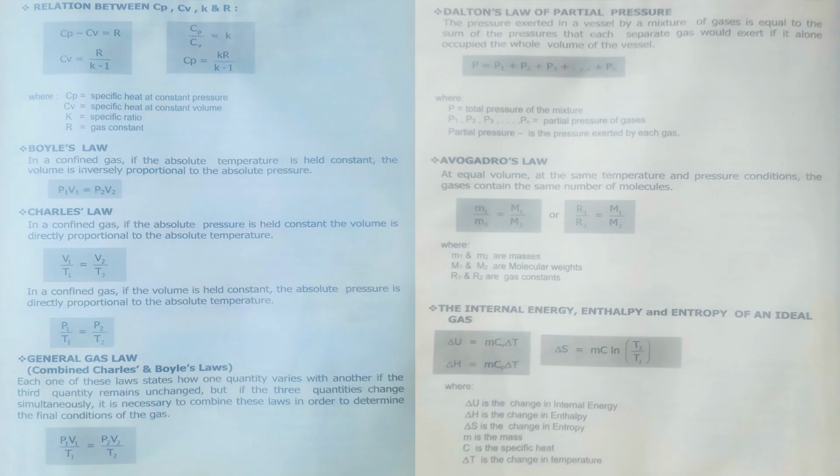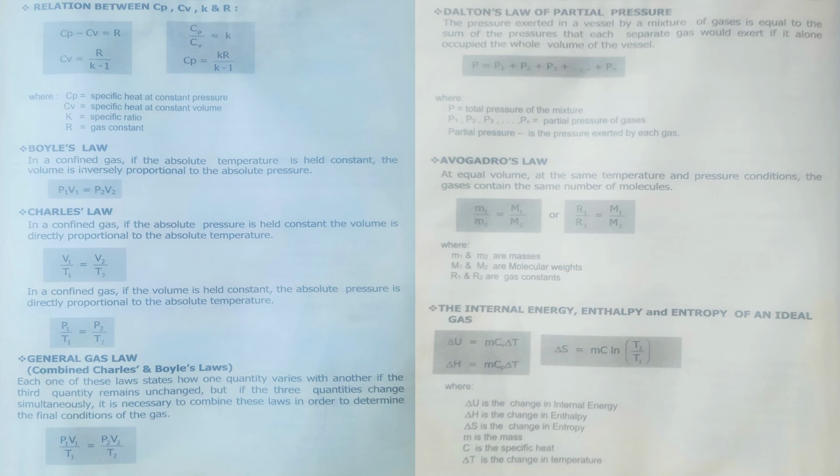Remember these values. We have the relation between specific heat at constant volume, specific heat at constant pressure, your k and your R. Okay, Cp minus Cv is equal to your R. Whereas R is your gas constant, k is the specific heat ratio, Cv is the specific heat at constant volume, and Cp is the specific heat at constant pressure. Cv is equal to R over k minus 1. Cp over Cv is your specific heat ratio. Cp is equal to kR over k minus 1.